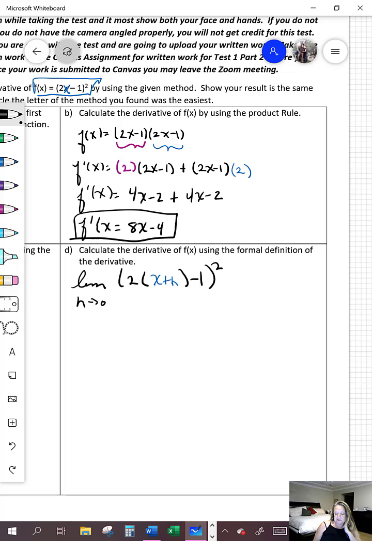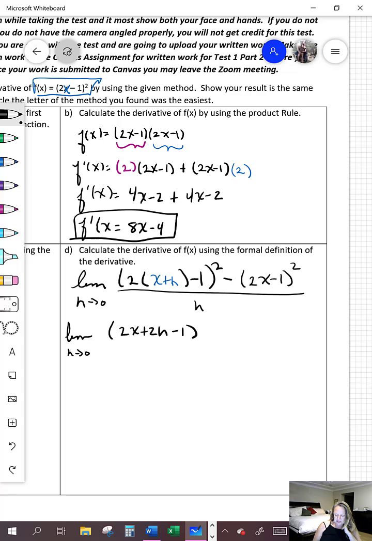formal definition of derivative, then minus f of x, so minus this quantity of f of x, which is 2x minus 1, quantity squared, all over h. So let's distribute that 2 inside the parentheses here of x plus h. So we have 2x plus 2h minus 1. This quantity squared is saying that we're going to multiply it by itself twice. So times 2x plus 2h minus 1 minus, and now we're going to take 2x minus 1 and multiply it by itself twice. So 2x minus 1 times 2x minus 1 all over h.